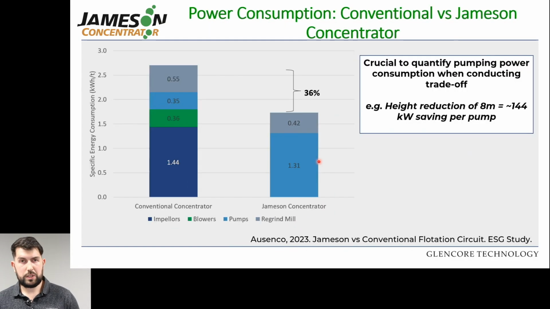We then also looked at the same study, which had a power consumption comparison of a conventional circuit versus a Jameson concentrator. What was found was that the Jameson concentrator actually had a 36% reduction when compared to a conventional circuit. That's largely driven by the fact that it is not mechanically agitated and also requires significantly fewer units when compared to that mechanical circuit.